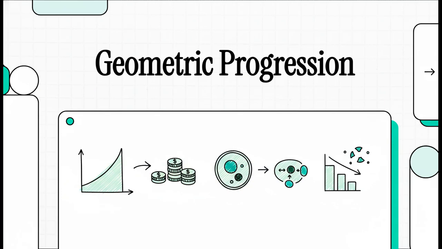Have you ever wondered how some things just seem to explode? They grow so fast it feels like it happens overnight. Well, today, we're going to pull back the curtain on the powerful mathematical engine that drives that incredible change. We are talking about something called geometric progression.